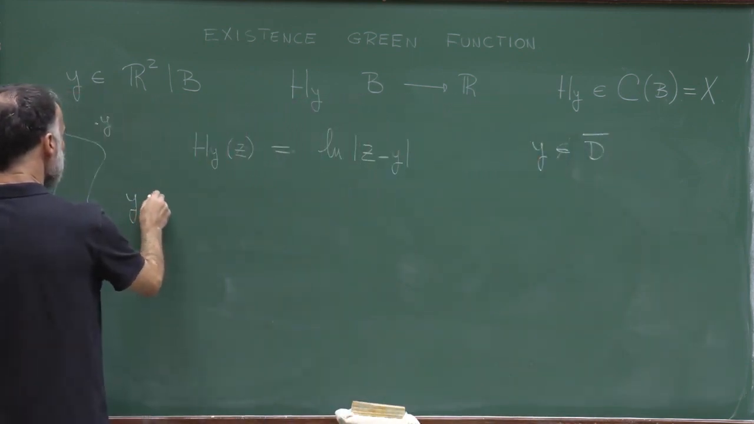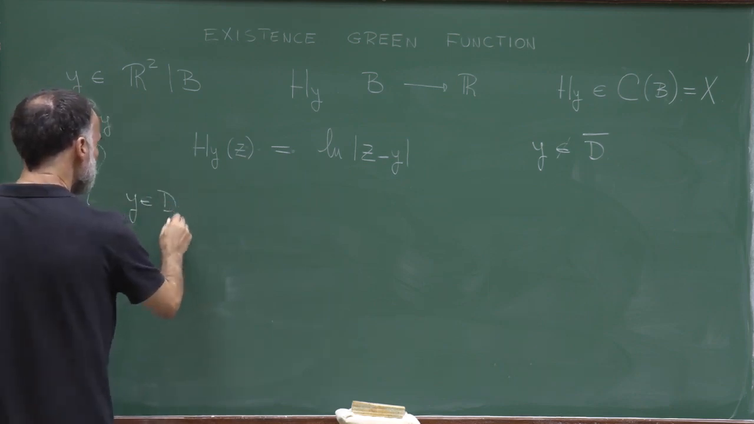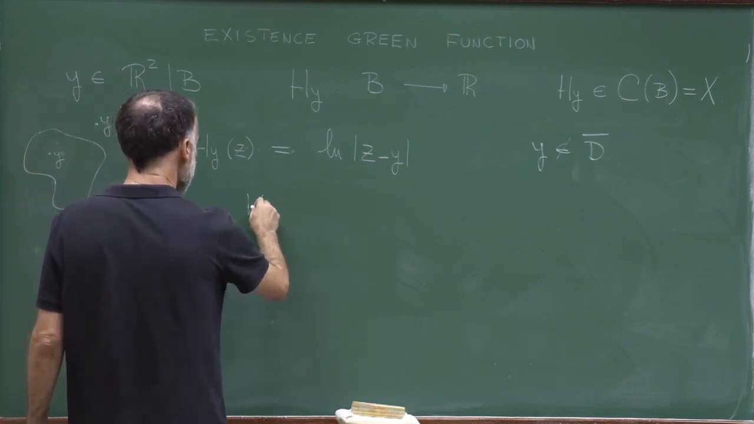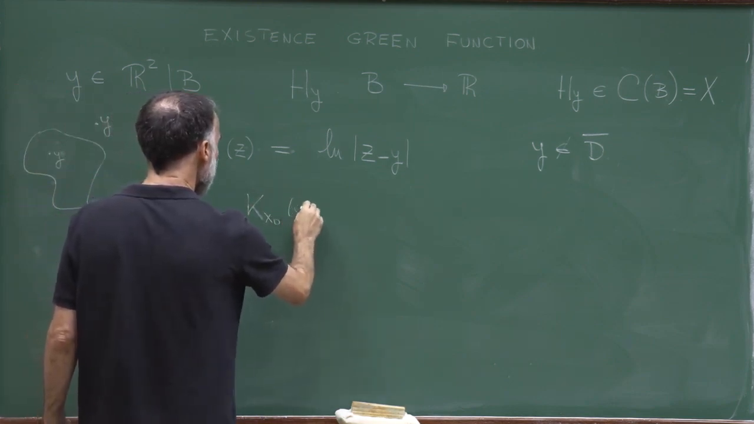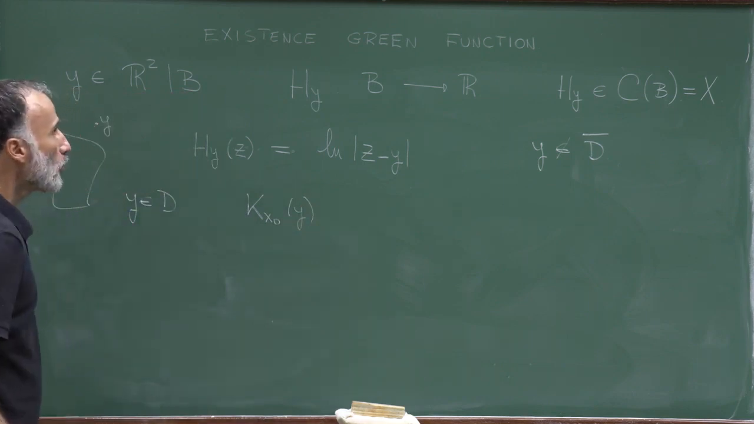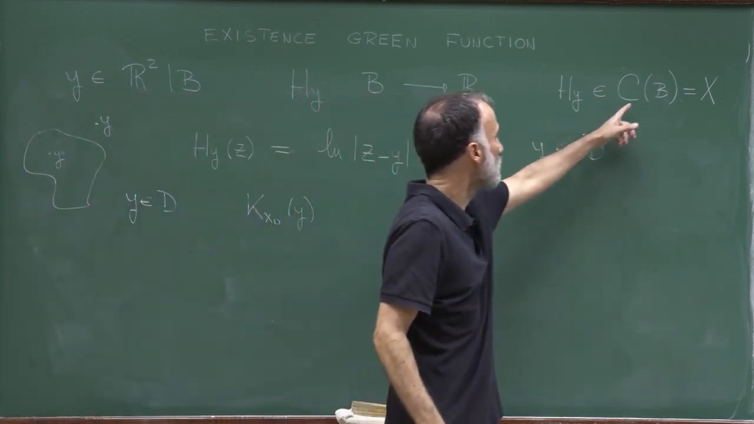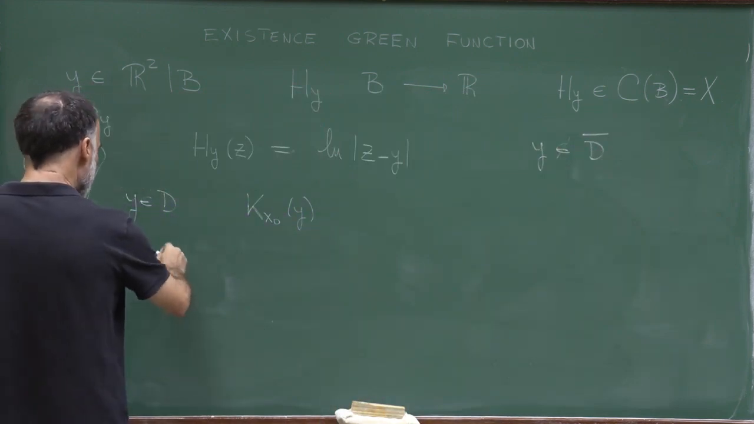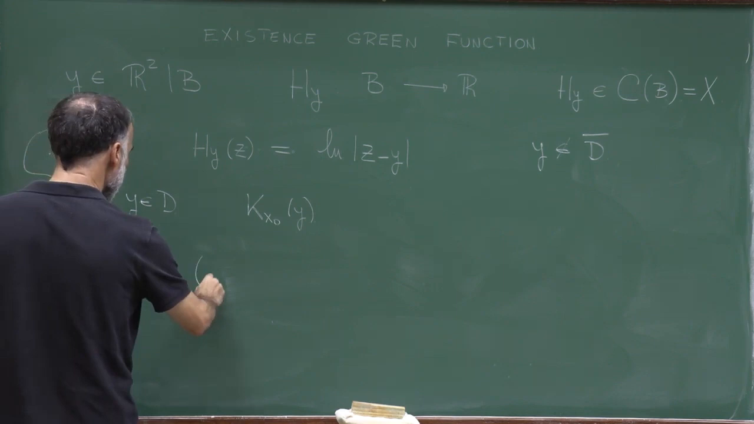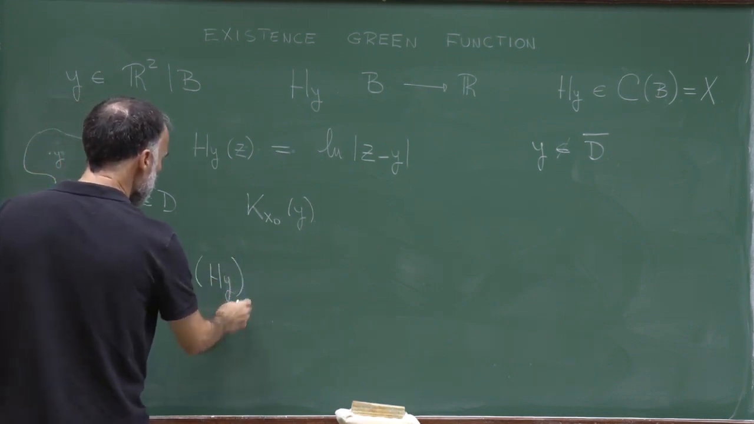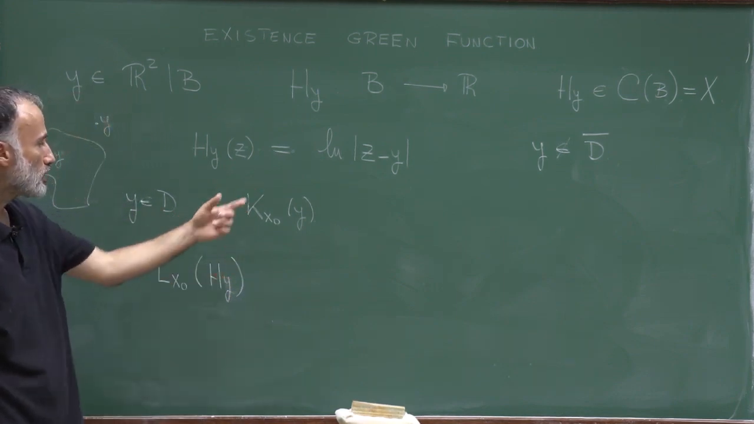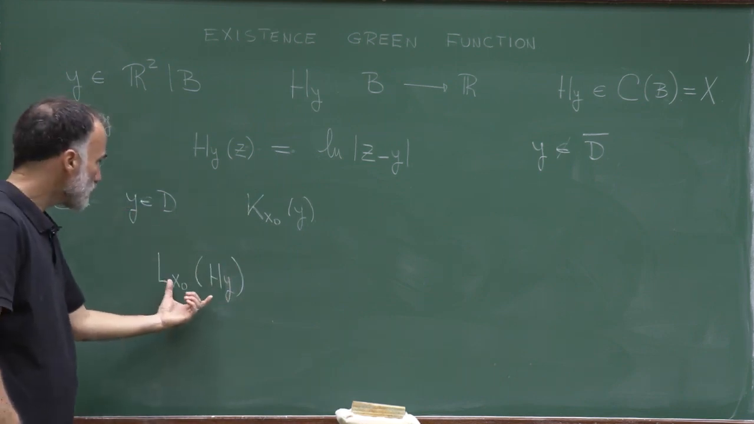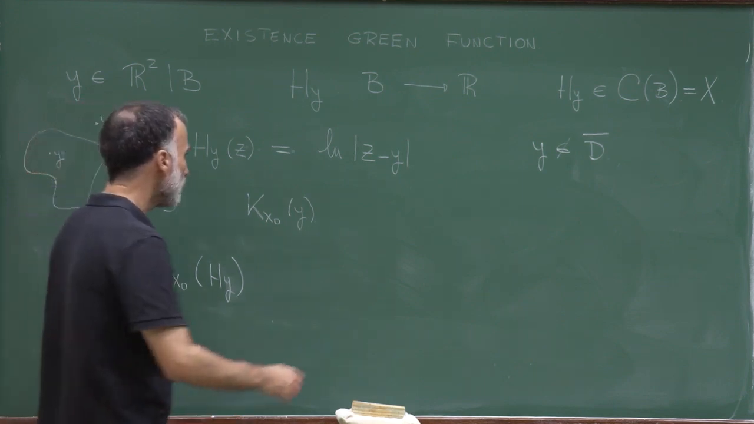Now, consider the case in which y belongs to D. I will define k x0 of y in the following way. We have seen that hy belongs to x. So I can write Lx0 of hy. It's well defined because hy is a continuous function at the boundary if y belongs to D. So this object here is well defined.